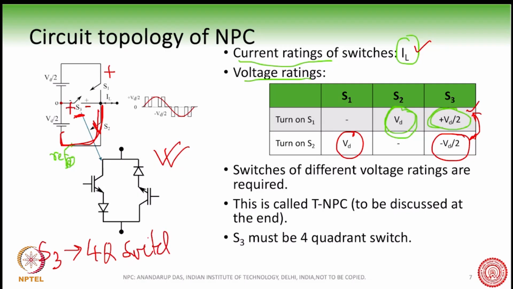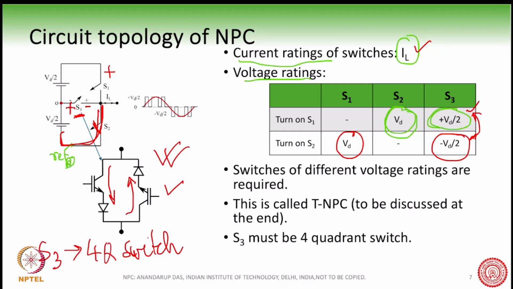And this 4-quadrant switch means it can block voltage in both the directions and it can carry current in both the directions. There are many implementations of 4-quadrant switch. One of these implementations I am showing here. When we talk about the VNR rectifier, we will see another implementation of the 4-quadrant switch. Okay, but this is one implementation. And here, this is a 4-quadrant because the current can flow in this direction and the current can flow in this direction when the two IGBTs are turned on.